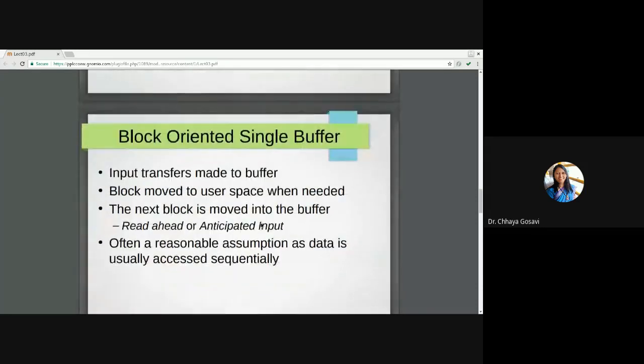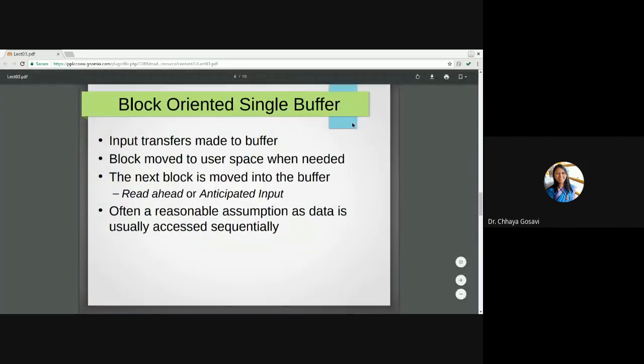Now in single buffer, we have again block oriented single buffer where data is transferred in a block. So input transfer made to a buffer. Block is moved to user space where needed. The next block is moved into the buffer, read ahead. It is called read ahead or anticipated input.